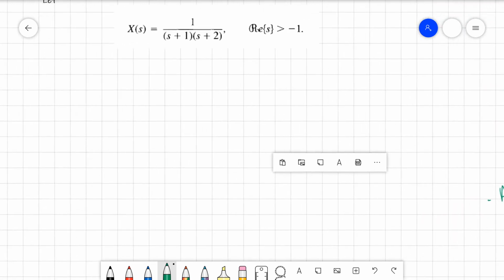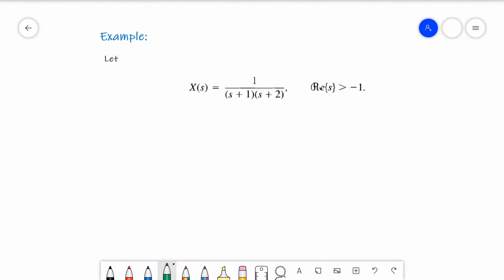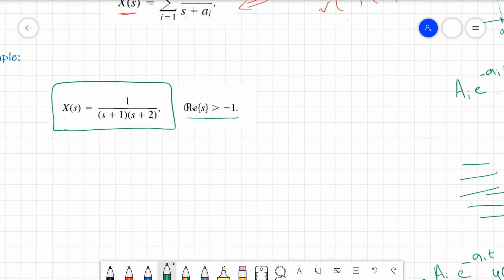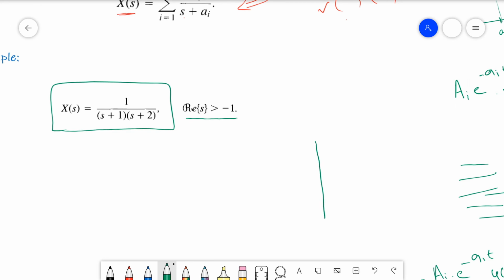So now let's move to the example. Let's suppose we have this expression for X of s, and we know the region of convergence in this case is real of s greater than minus 1, meaning sigma is greater than minus 1. So if we plot the region of convergence for X of s, actually we have two poles, one at minus 1 and the other at minus 2, and the region of convergence of capital X of s is here.